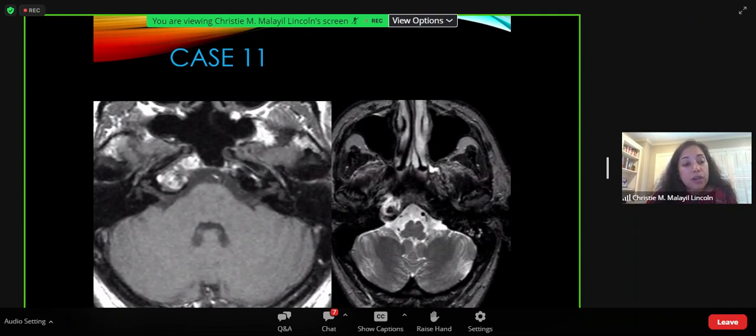So this is an axial T1 without contrast image on the left and T2 image on the right. You can see that there is very high signal on T1 in the right petrous apex of this patient. On the T2, there's also high signal, and then there's a low signal peripheral rim, kind of posteriorly behind the lesion, and a little bit centrally. So basically, what you want to think about is: what involves the petrous apex, and what is the differential diagnosis?